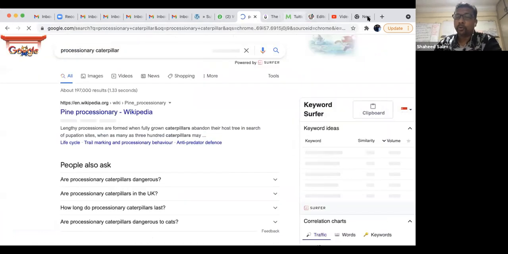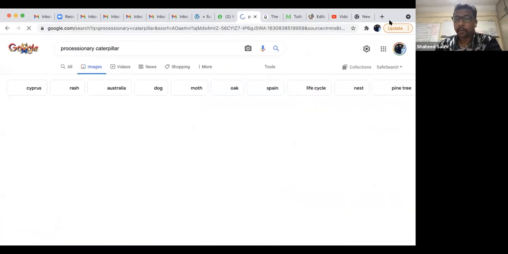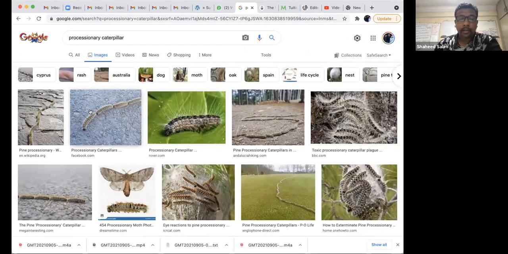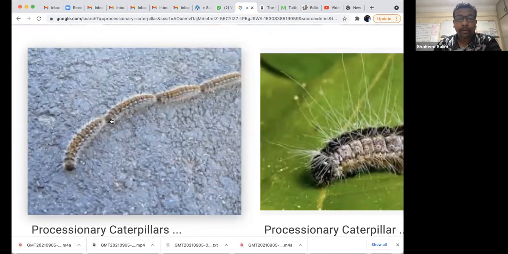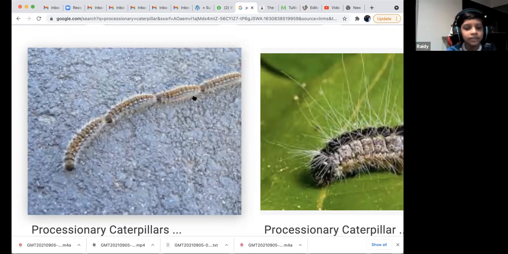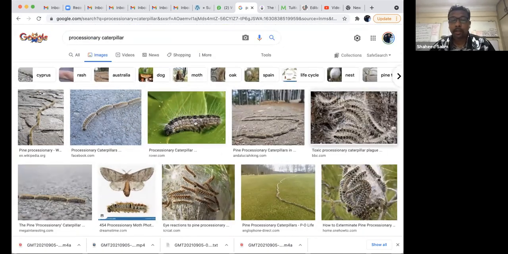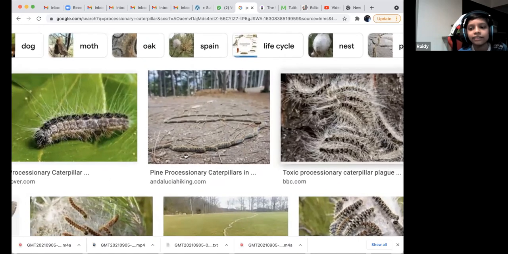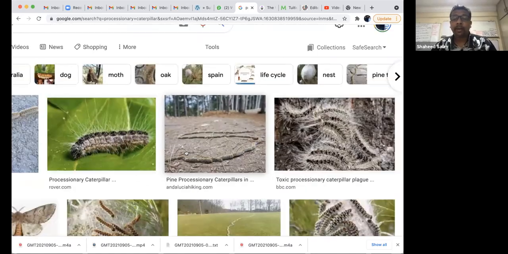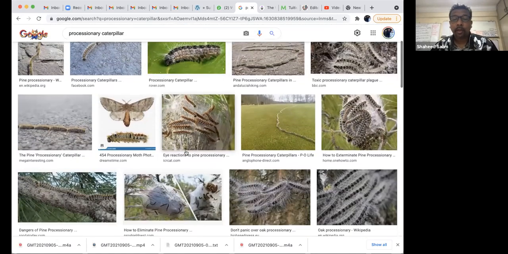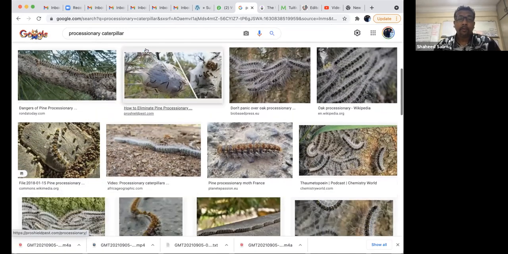So this is a processionary caterpillar. Can you see? They follow each other. The front caterpillar goes in front, the back follows the one in front, and the next follows the back. It's like an army. So one day, they did an experiment. Flower pot.